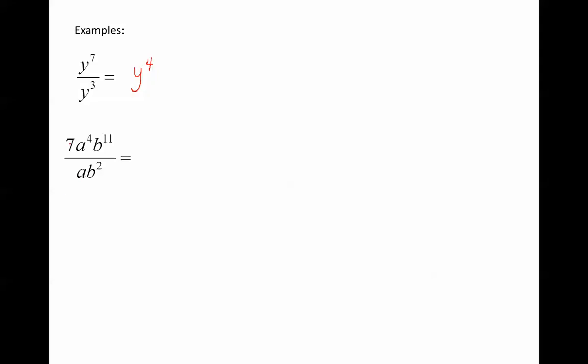Okay, on this one, now you don't have anything to combine with the 7, so I'm just going to bring it over. But you can combine your a's together by subtracting the exponents. A to the 4th divided by a to the 1st is a to the 3rd. And b to the 11th divided by b to the 2nd would be b to the 9th. So when you're dividing, just subtract the exponents. Okay, on this one, I can reduce the 9 over 3 first, which is 3. A to the 4th over a would be a to the 3rd. b to the 7th over b squared would be b to the 5th.